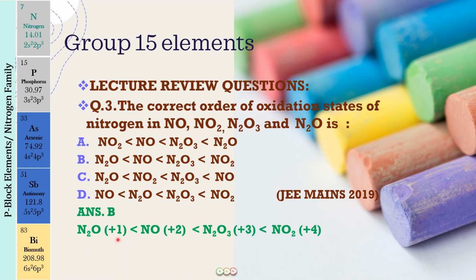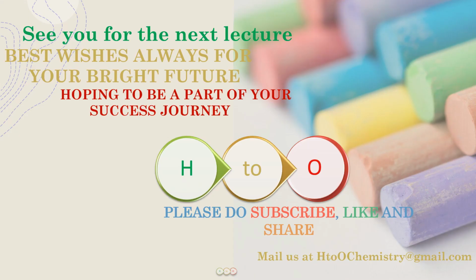N2O is going to be having the +1 oxidation state, then NO will be having the +2 oxidation state, N2O3 +3, and NO2 will be +4 oxidation state. So the B option is going to be correct. I think this will be very easy for you people. So that would be all for this lecture.